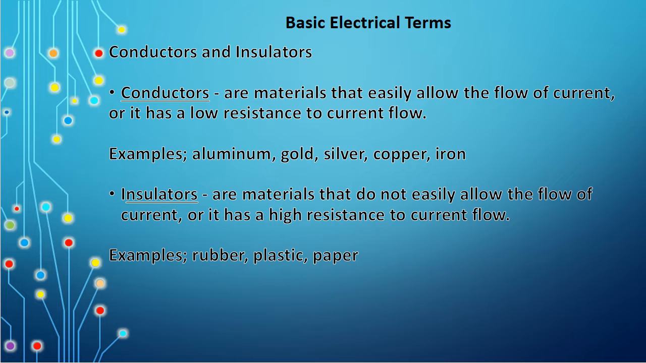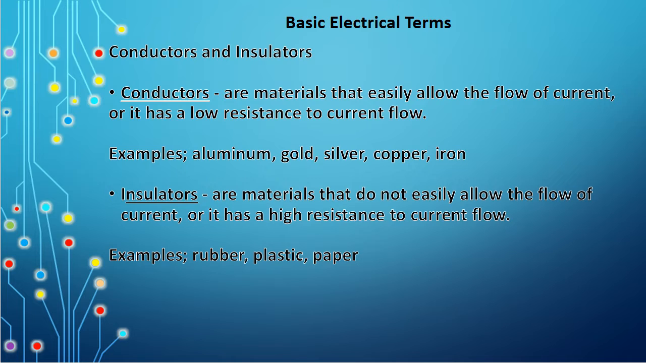Conductors and insulators. Conductors are materials that easily allow the flow of current, or have a low resistance to current flow. For example, aluminum, gold, silver, copper, and iron. These are examples of conductors of electricity. Then we have insulators. These are materials that do not easily allow the flow of current, or have a high resistance to current flow. Examples of these are rubber, plastic, and paper.